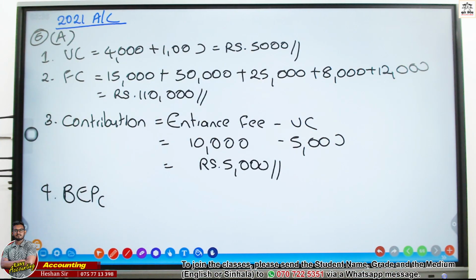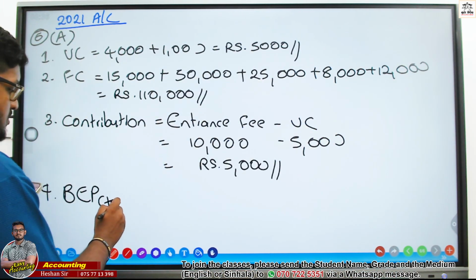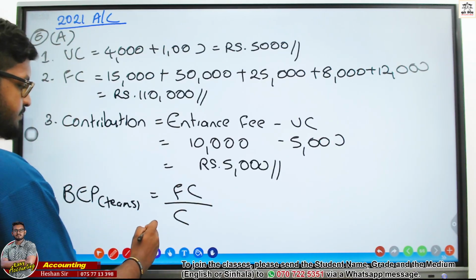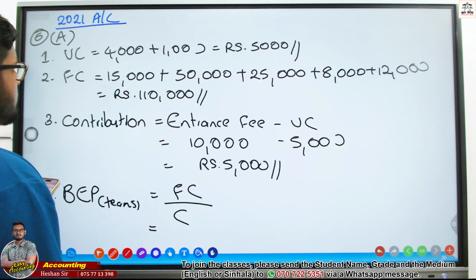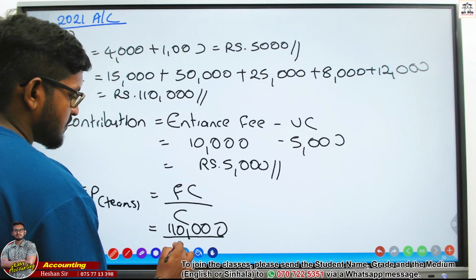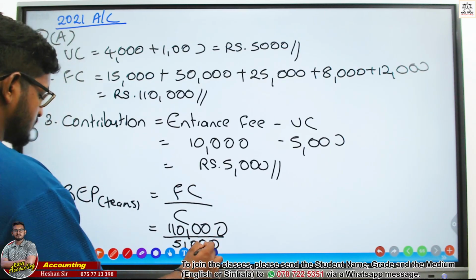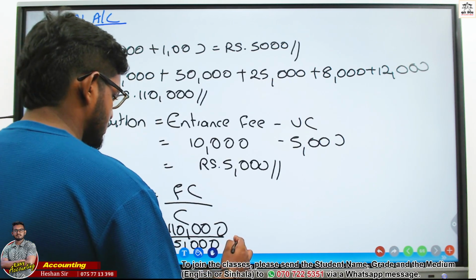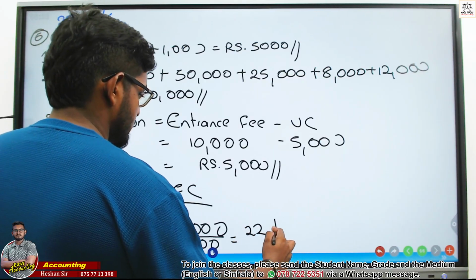That is the BEP. BEP teams equals FC divided by C. Fixed cost is how much? 110,000. Contribution is 5,000. How many teams? That is 22 teams. 22 teams.